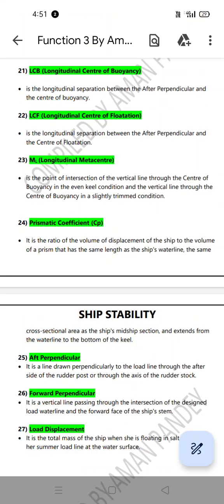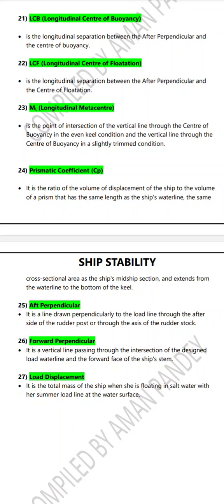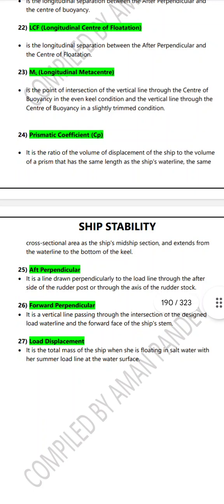So the longitudinal metacenter is the point of intersection of the vertical line through the center of buoyancy in the even keel condition and the vertical line through the center of buoyancy in a slightly trimmed condition.